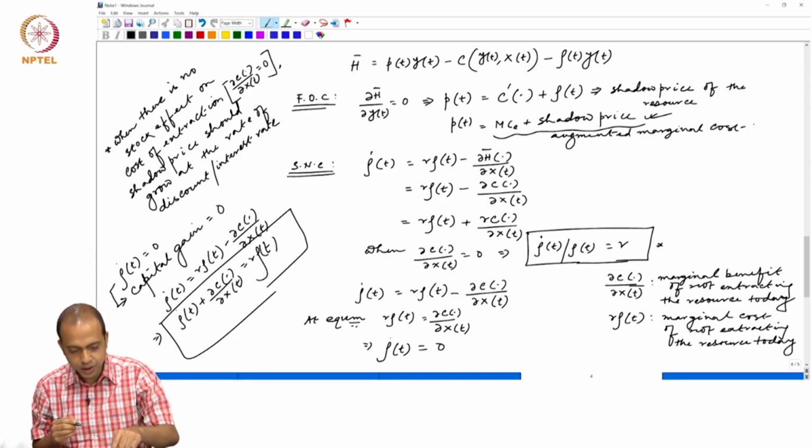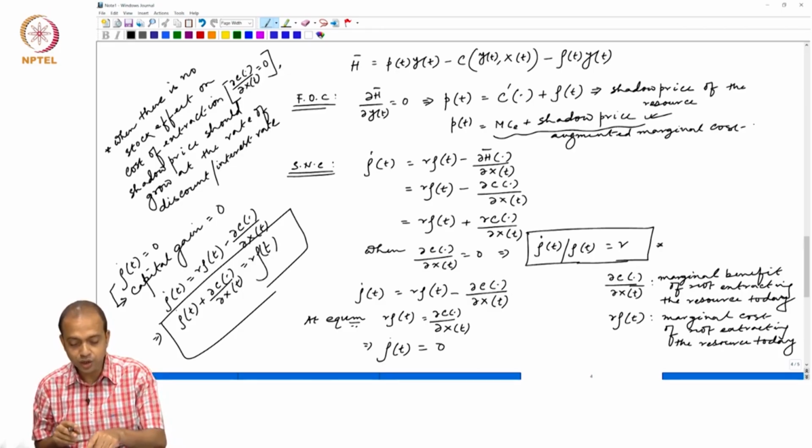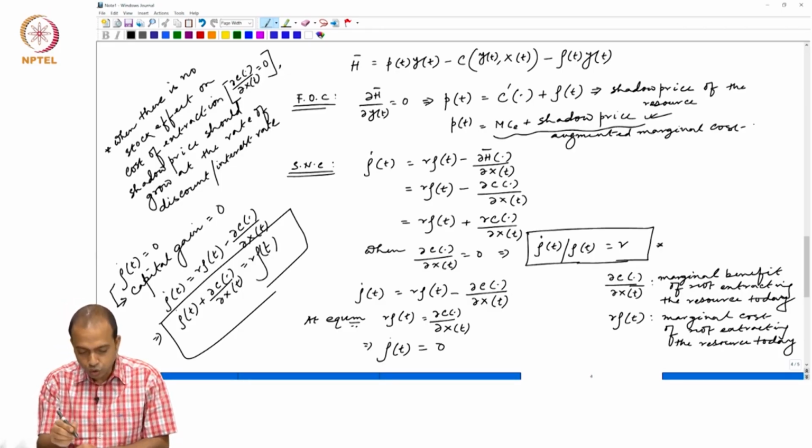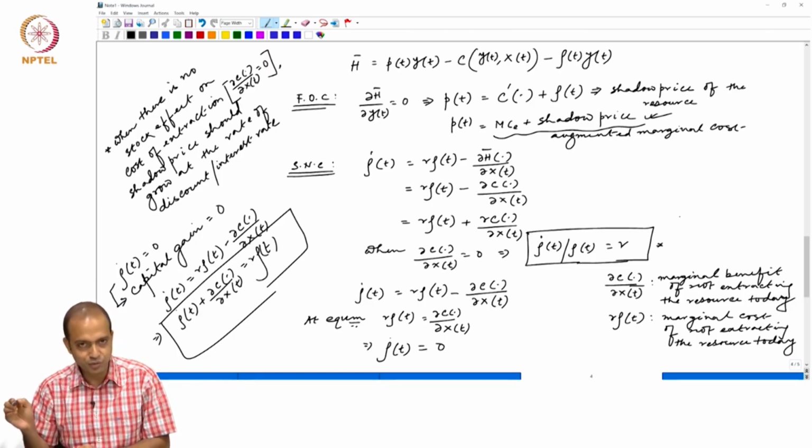And the second order condition we have already derived earlier: rho dot t equals r into rho_t minus this. That means we need to differentiate the current value Hamiltonian with respect to x, and x appears only here in the cost function. So that is why rho dot t minus this. Since this is negative, we made it positive; you can keep it as it is. And we said that when del c by del x_t equals 0, the shadow price should grow at the rate of discount.